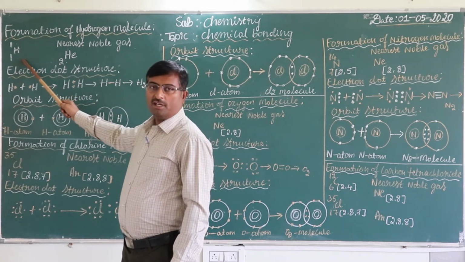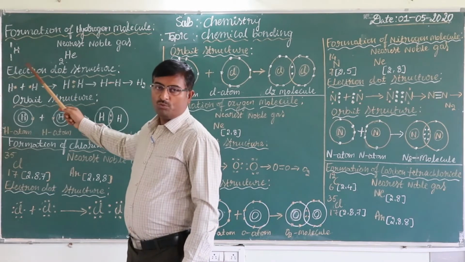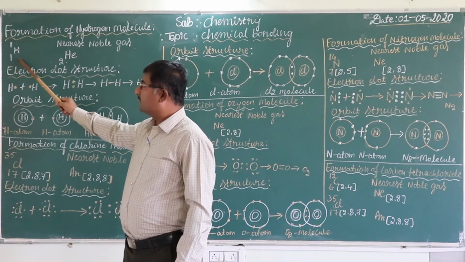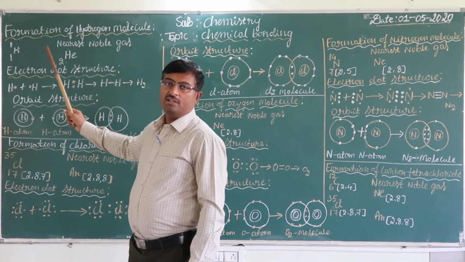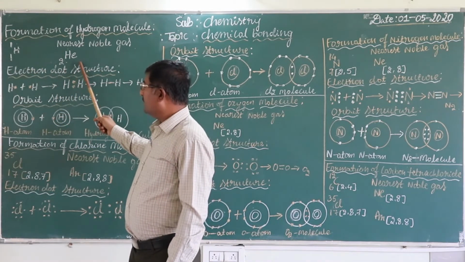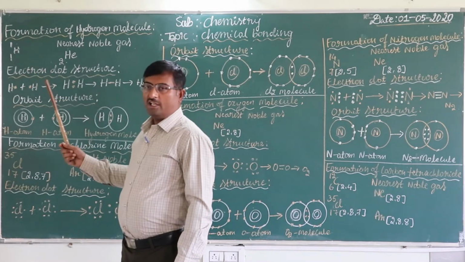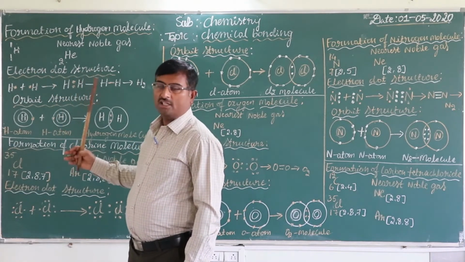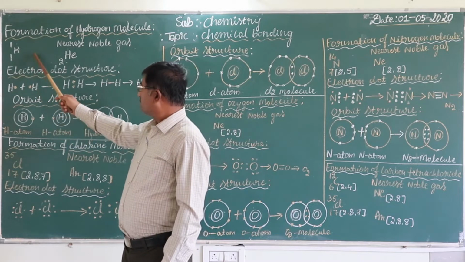Hydrogen, to get the stable configuration of helium, needs one more electron. Atomic number is 1, that means it has 1 electron. It needs one more electron to get the stable configuration of helium. So this hydrogen atom readily accepts 1 electron to get the stable configuration.